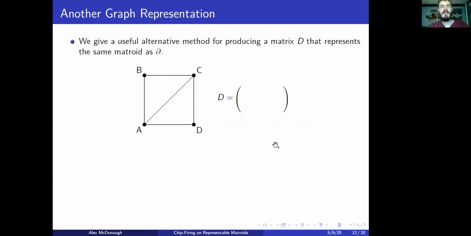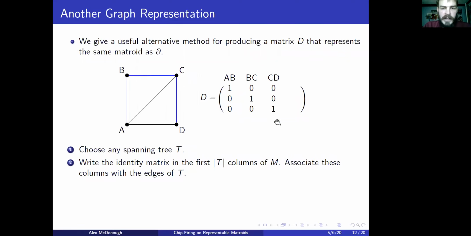So there's another way that we can write the same matroid from a graph that ends up being really helpful for what we're going to do in the future. So I'm going to talk about that as well. So what we're going to do first is we choose a spanning tree. We're going to, in this case, choose AB, BC, and CD. We're going to write the identity matrix in some order and then have it correspond to these three edges here.